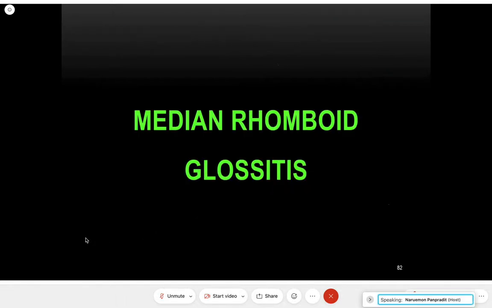Okay, next one, median rhomboid glossitis. Okay, median and rhomboid and glossitis. Who will explain the character of this word, median and rhomboid and glossitis? If you can understand the word, maybe you can imagine the lesion character.